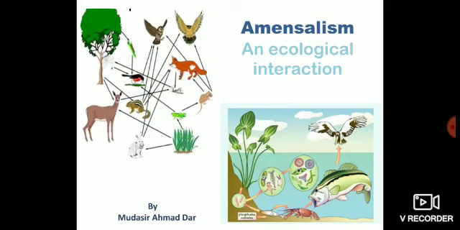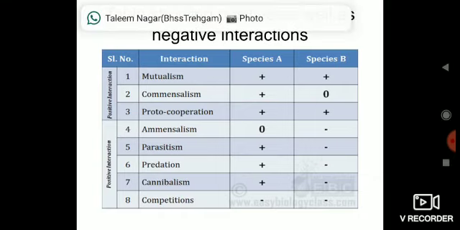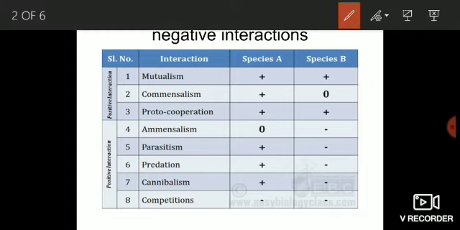Okay? And to understand Ammensalism, you should have knowledge of competition. And that is why I will tell you in brief the concept of competition which we have discussed in the previous class. What happens in competition? Competition is that type of interaction in which both the species are negatively affected. That means the interaction which is detrimental to both the species is known as competition, because these two species compete for resources and both are negatively affected.